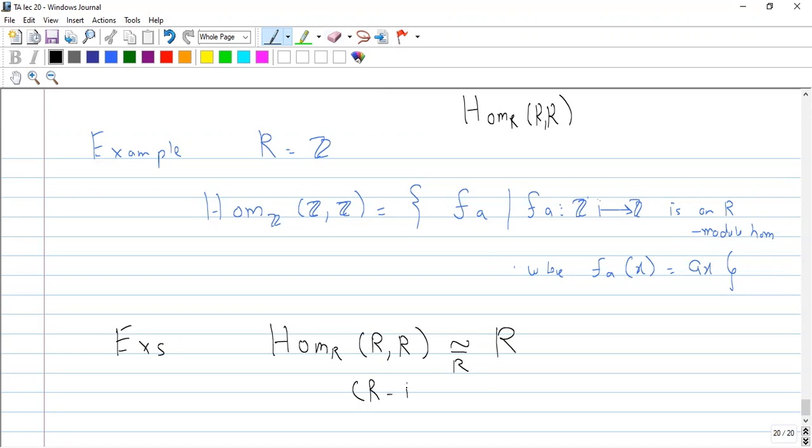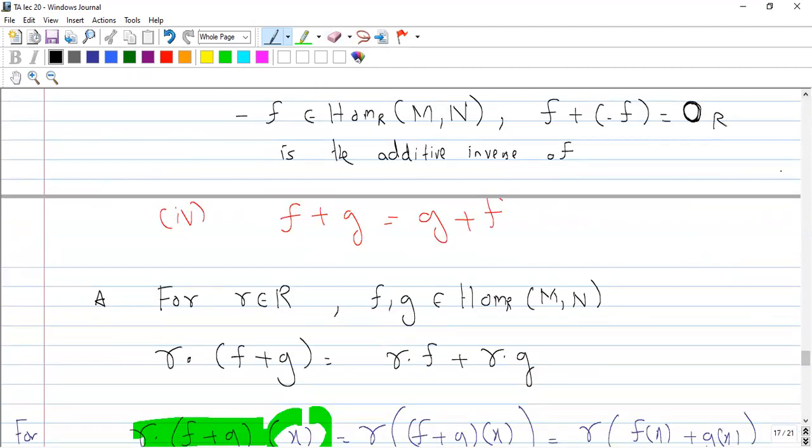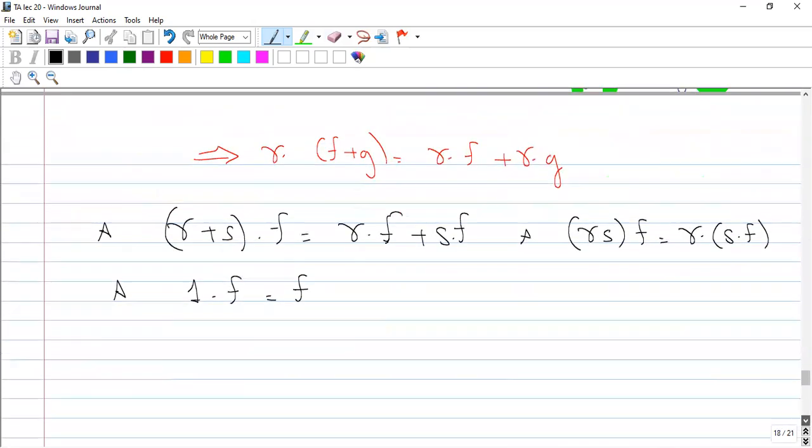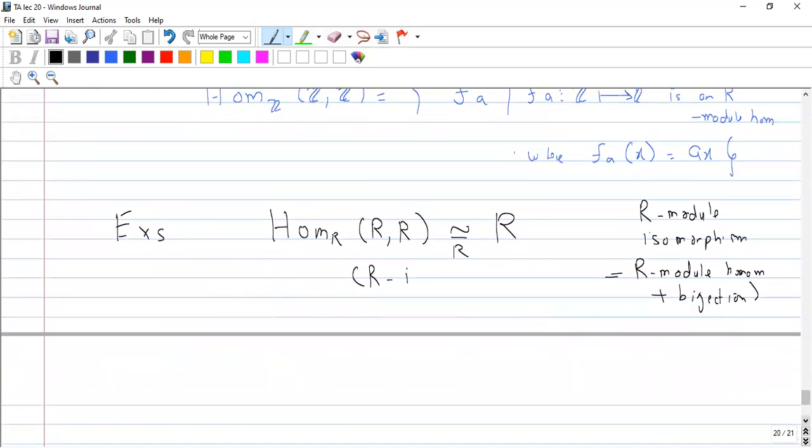तो यहाँ पे R module isomorphism का मतलब ये है, R module isomorphism means that R module homomorphism plus bijective, R module homomorphism plus bijection. So अब मेरा जो नेक्स्ट एक्सरसाइज है वो ये है, that home of R to R, which is an R module, it is R module isomorphic to R.